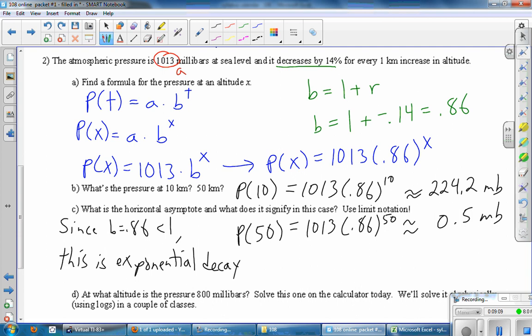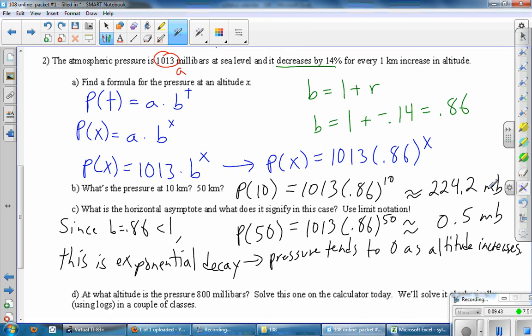And when you have exponential decay, what does the graph go to as you run to the right forever? Well, it gets closer and closer to the horizontal axis, the x-axis. So I guess we'll say that the pressure tends to 0 as the altitude increases. The higher and higher you go in altitude, the lower and lower the pressure, tending to 0. Never technically hitting there, but getting very, very close.